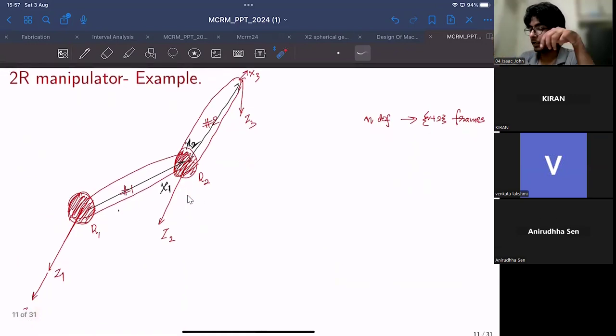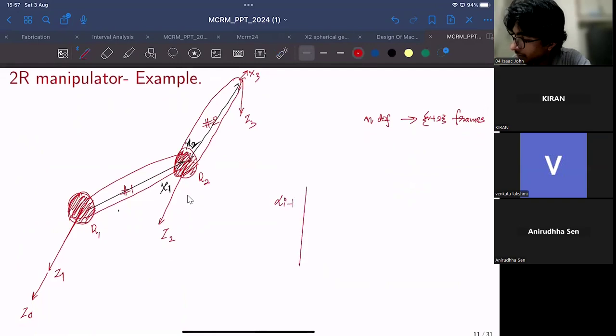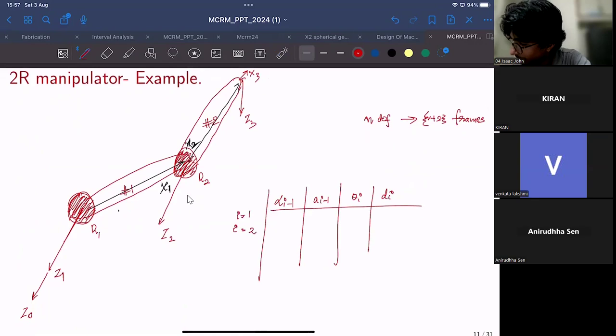Yeah. So now that we have assigned the frames, what about the DH parameters? What were the 4 DH parameters? They were alpha i minus 1, a i minus 1, theta i, and d i. And this i varies from 1, 2, maybe we can go to 3 as well. So the first 2 parameters are always associated with x i minus 1, and the remaining 2 are associated with z i.